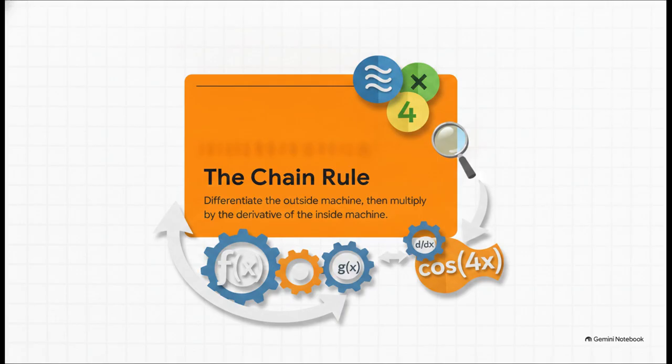Then we have the chain rule, which is absolutely essential. This is for when you have a formula trapped inside another formula. It's exactly like a Russian nesting doll. You handle the outside doll first and then multiply by the inside doll's change.